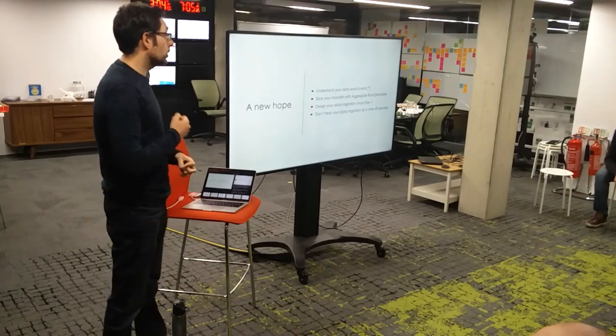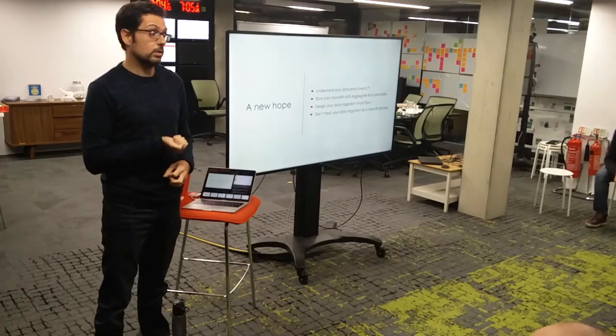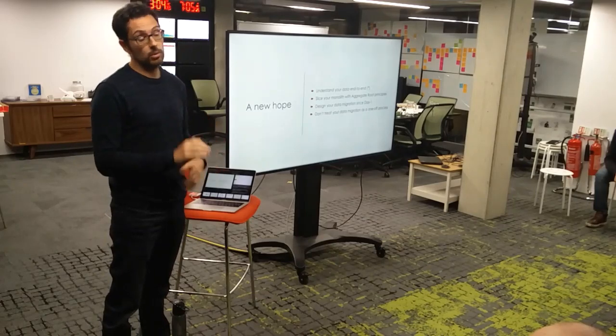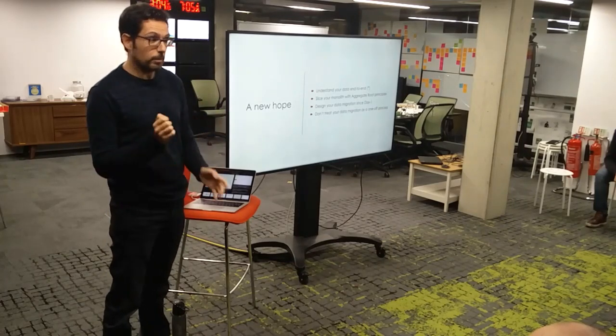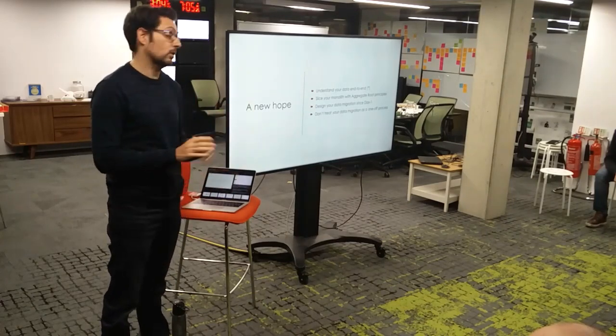And finally, don't treat your migration as a one-off. You think that you're going to be able to run one big SQL script and dump the data from A to B and you're going to be done.